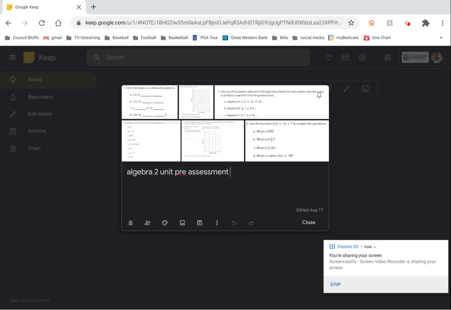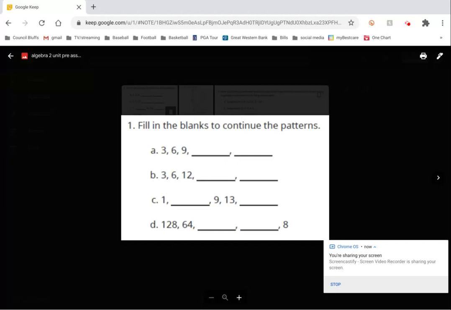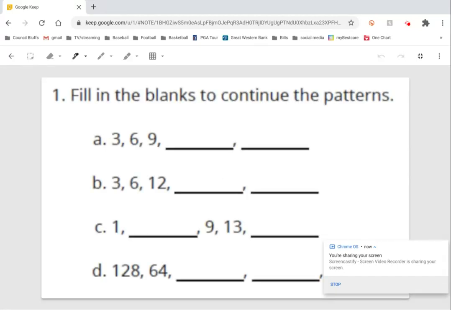All right, so we're going to go over the Unit 1 pre-assessments. So let's start with number 1. Number 1 says, fill in the blanks to continue the patterns. So this is just straight up pattern recognition.